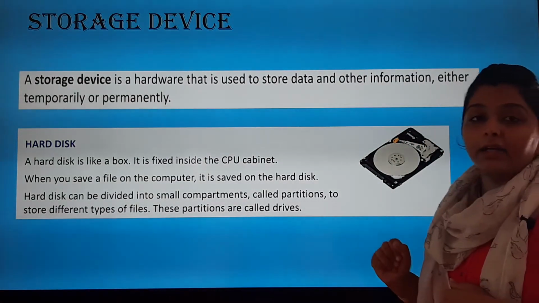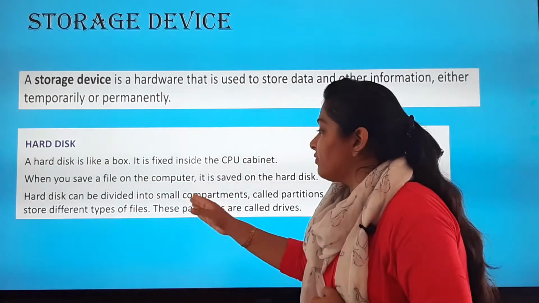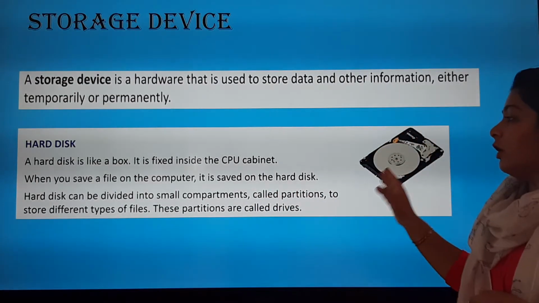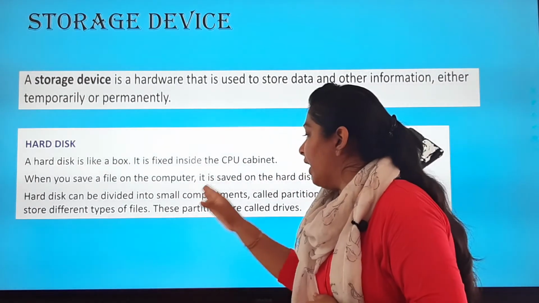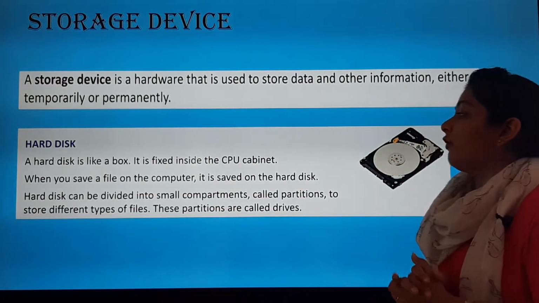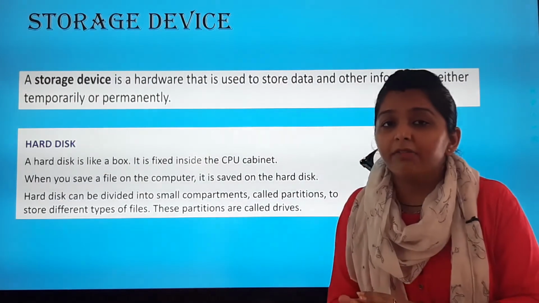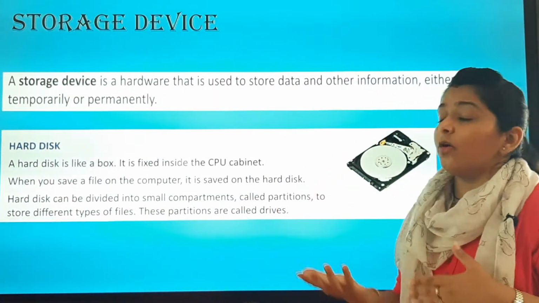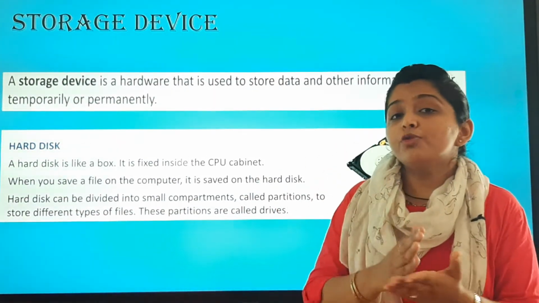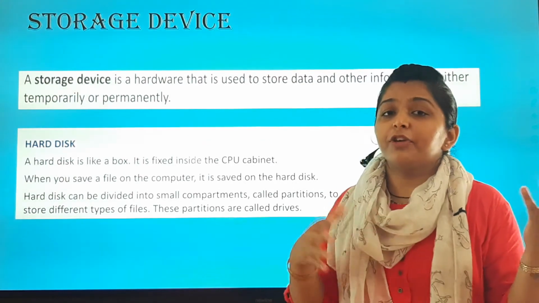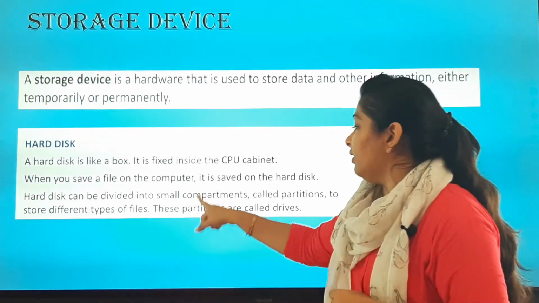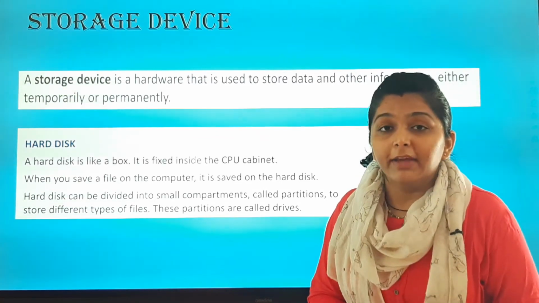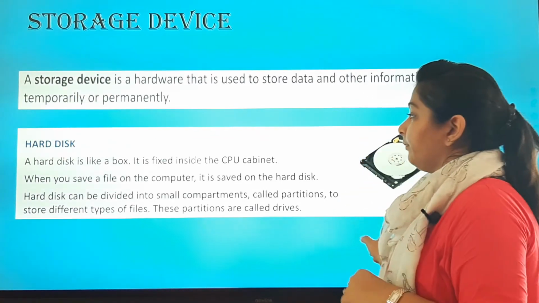the hard disk. Hard disk can be divided into small compartments called partitions to store different types of files. These partitions are called drives. अभी hard disk किसमें divided होती है? Small compartments में, and that are known as partitions. अभी हम जो फाइल सेव करते हैं, different फाइल सेव करते हैं in the partitions, and those partitions are known as drives. Clear to you children?